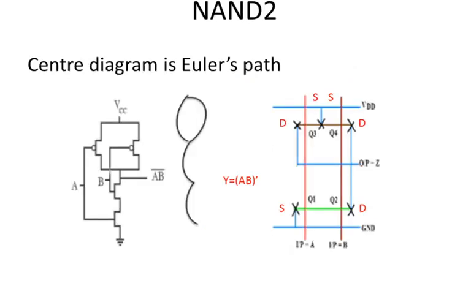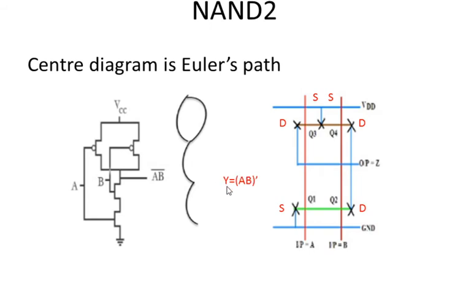Next is the stick diagram for a 2 input NAND gate. You know the expression for a 2 input NAND gate, y equal to AB whole dash, or AB bar. So we need to draw the static CMOS circuit for this expression.